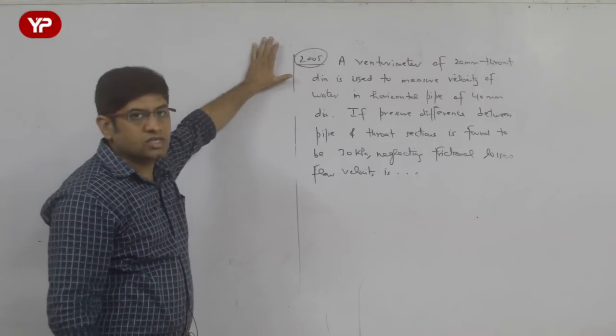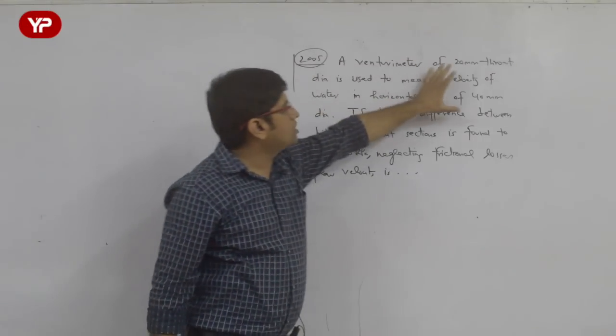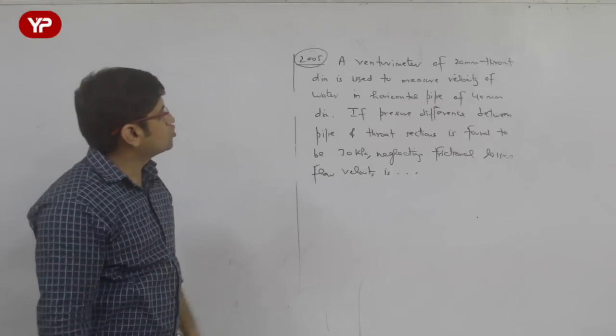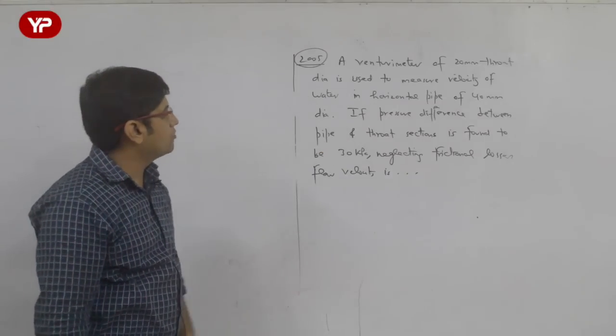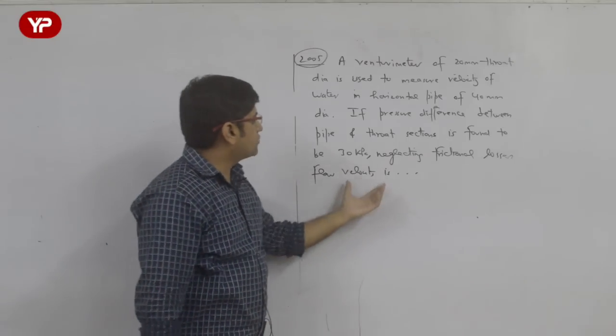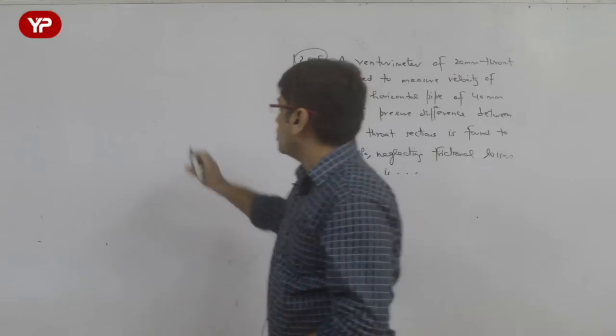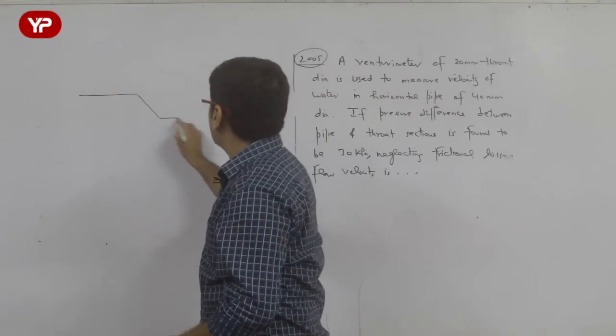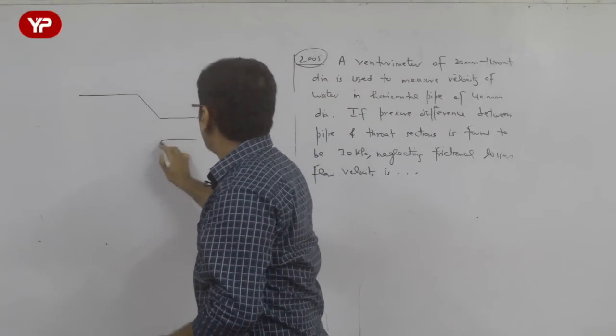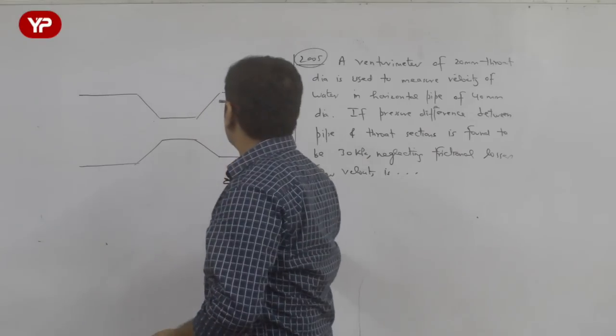Let me go for this question: a Venturimeter of 20 mm throat diameter is used to measure velocity of water in a horizontal pipe of 40 mm. If pressure difference between pipe and throat is given to be 30 kPa, what is the velocity of flow? Now this is nothing but a simple question of Venturimeter, not a difficult question. Let me answer this question.